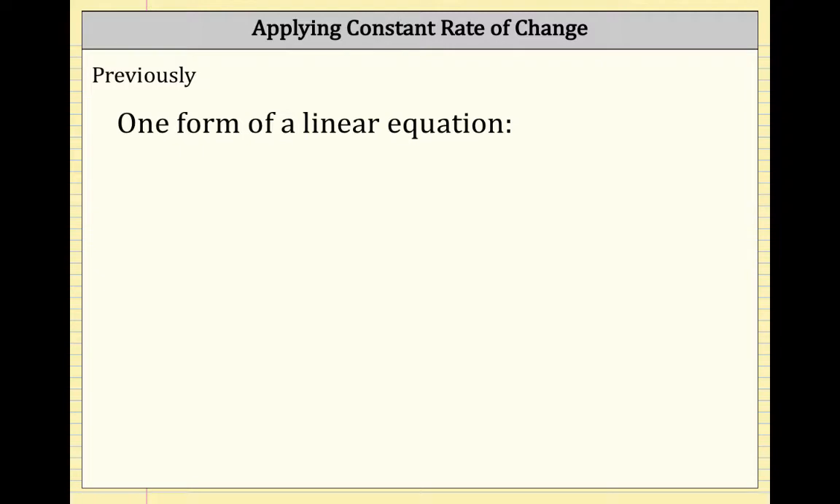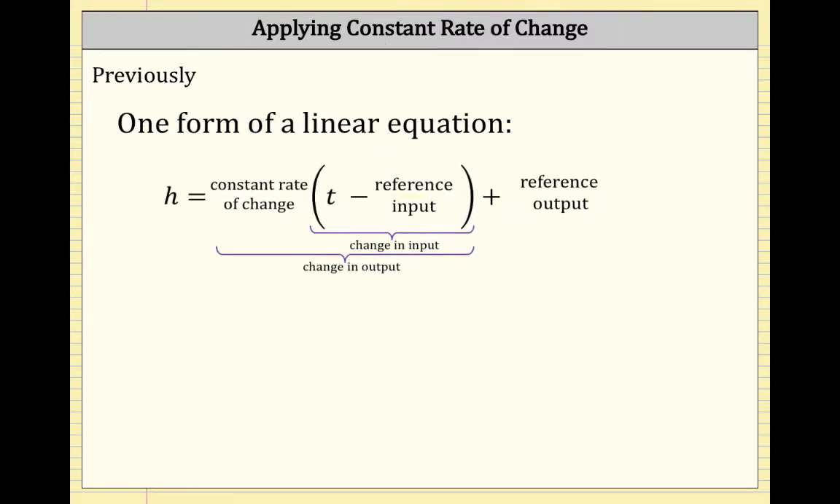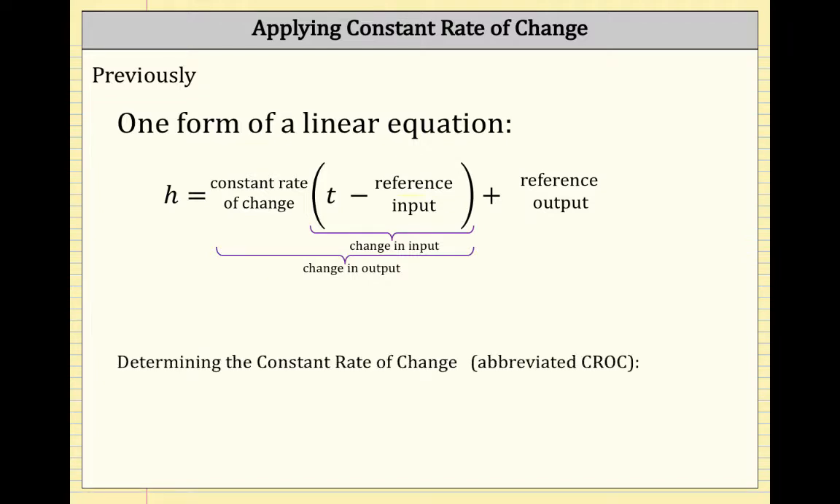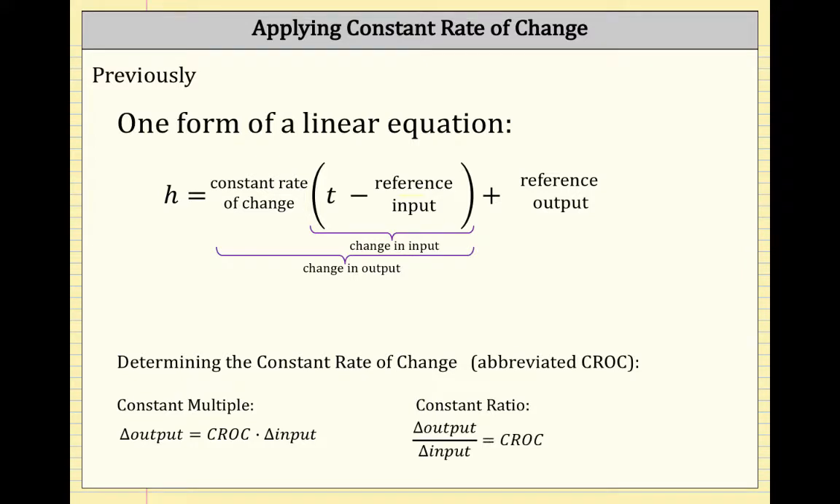What we have learned is that one form of linear equation was that h, for example, representing the height of the water tank, was related by the constant rate of change times the quantity t minus the reference input, plus the reference output. To determine the constant rate of change, abbreviated CROC, one way to look at it is from the constant multiple perspective of proportionality, where the change in output is equal to the constant rate of change times the change in input, or from the constant ratio perspective of proportionality, where the change in output over the change in input is the constant rate of change.